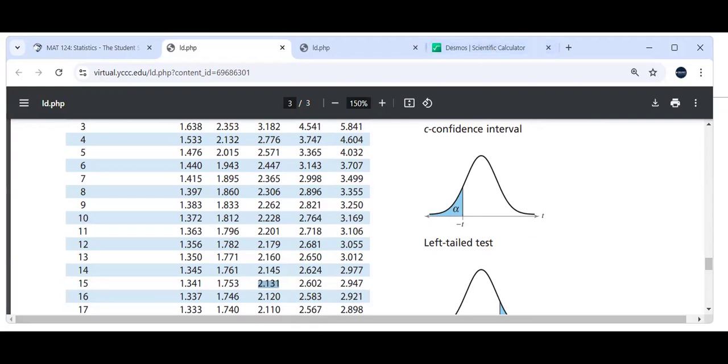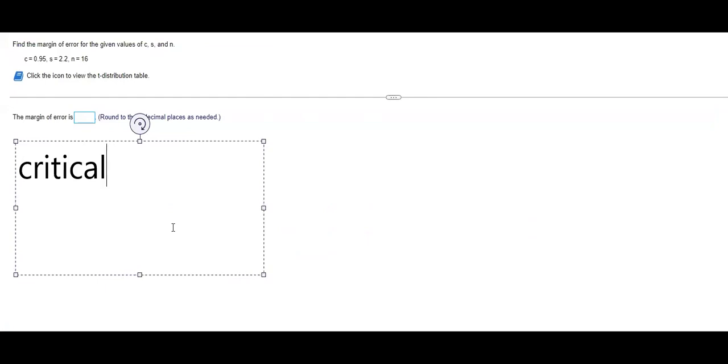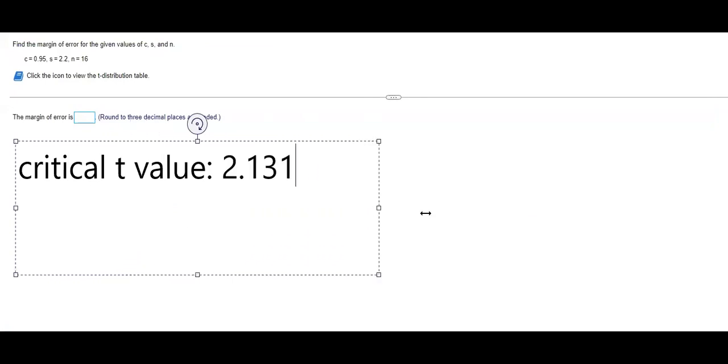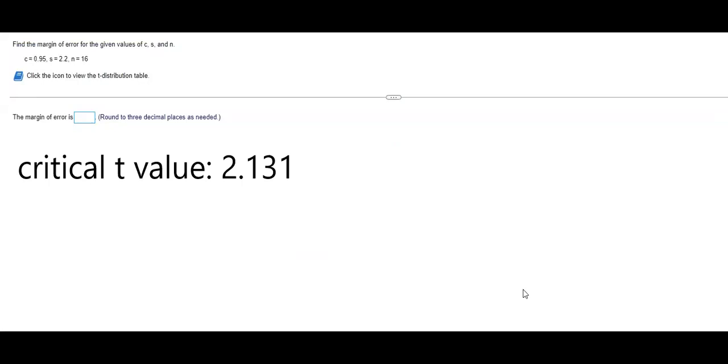Let me put that on my whiteboard here. Let's see, where can I type? There we go. Okay. So my critical t value, 2.131. I don't have my drawing pen with me here, bear with me, so I'll try my best to make this work out for us here.